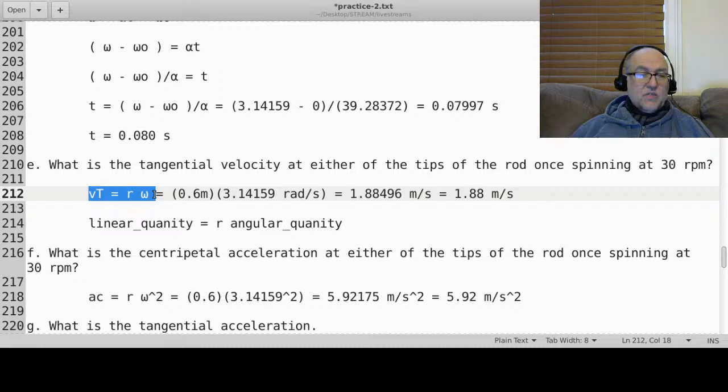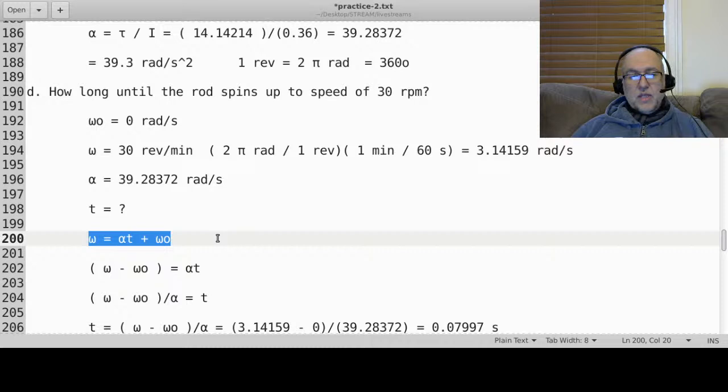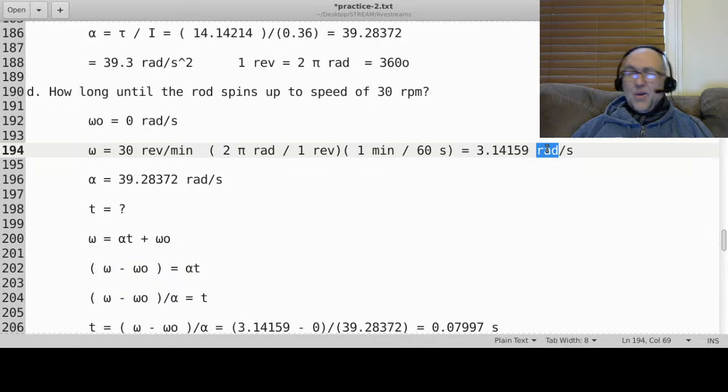And above, I said that we had to work in radians because the formulas wouldn't work. Well, these formulas, like these three, the three that we usually work with in kinematics, they would actually work no matter whether you're working in radians or degrees.